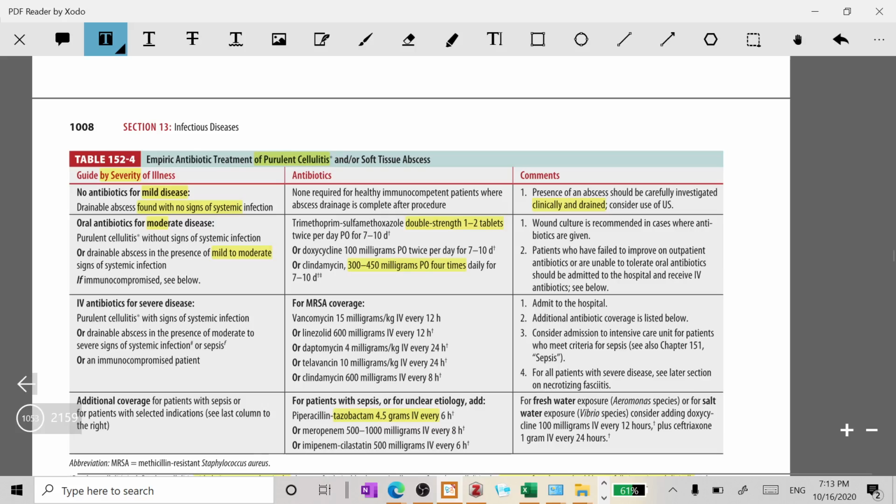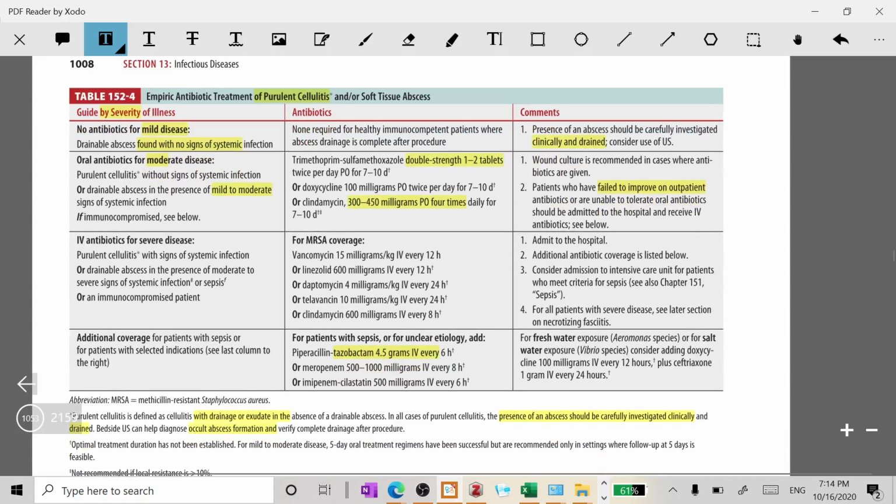In these patients, we give trimethoprim-sulfamethoxazole double strength 1 to 2 tablets twice per day for 7 to 10 days, or doxycycline 100 milligrams orally twice daily for 7 to 10 days, or clindamycin 300 to 450 mg 4 times daily for 7 to 10 days. Wound culture is recommended in cases where antibiotics are given. Patients who have failed to improve on outpatient antibiotics or are unable to tolerate oral antibiotics should be admitted to hospital and receive IV antibiotics.